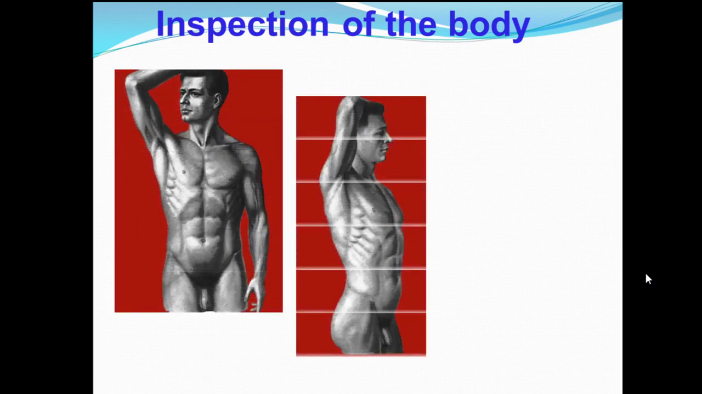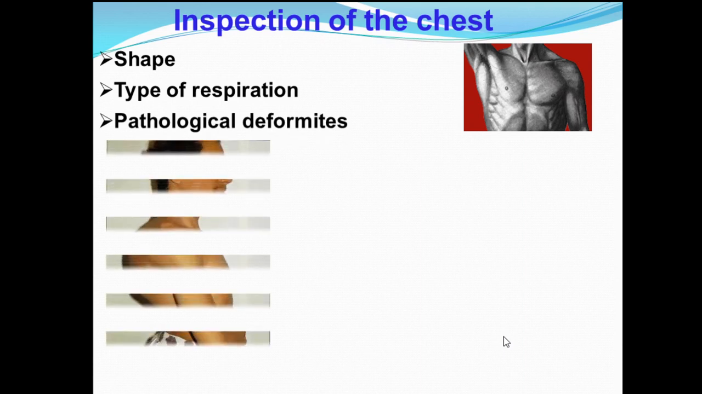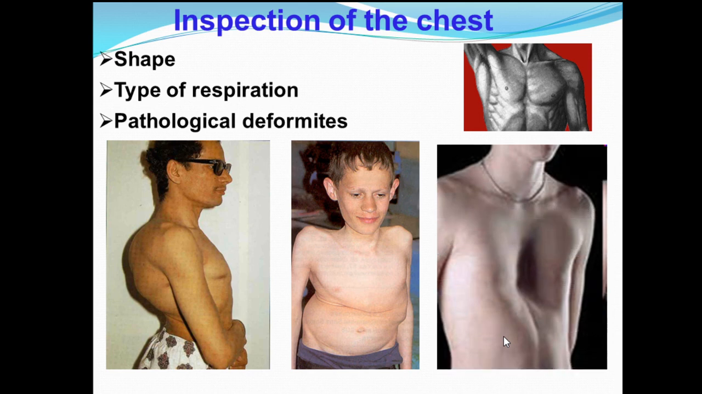Inspection of the body will continue with examination of the chest, abdomen, and back of the patient, paying attention to the spine. Inspection of the chest includes information about its shape, type of respiration, and some pathological deformities. More completely, we'll stop on these characteristics in the next lecture, when we talk about pathology of the respiratory system, but now I'll show you only some visible specific deformation.